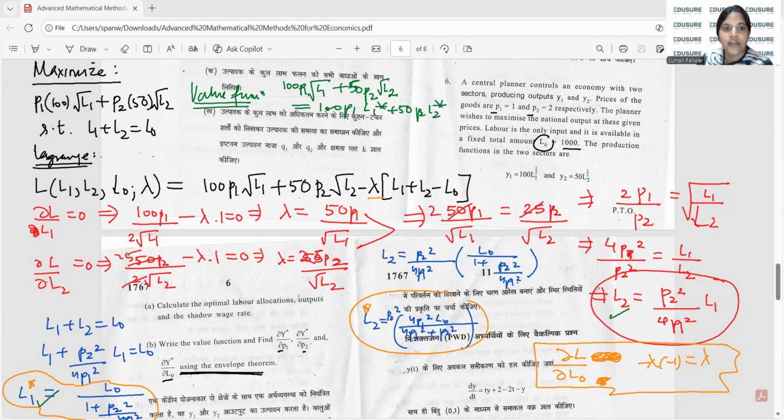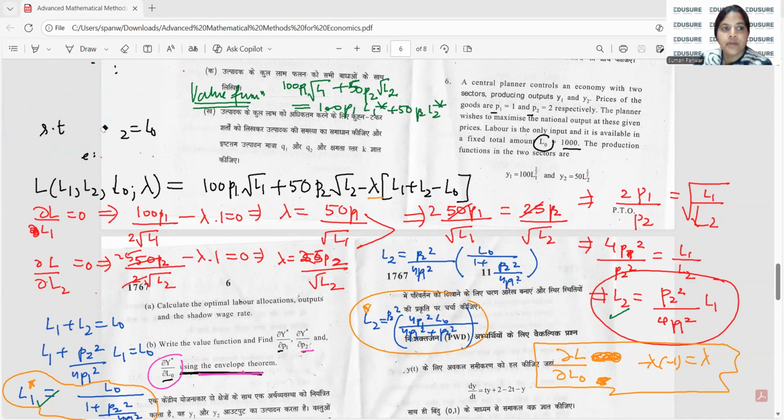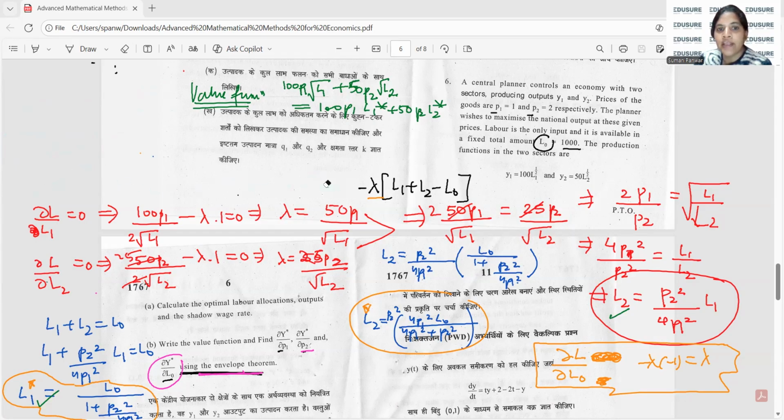Okay. So now what are they asking? They want you to find del y star by del P1, del y star by del P2 and del y star by del L naught using the envelope theorem. So what is the envelope theorem? Let's have some space over here first, because if we start calculating the value function in terms of L1 star and L2 star and then find the derivative with respect to P1, we are going to get into a lot of derivatives which is not required.